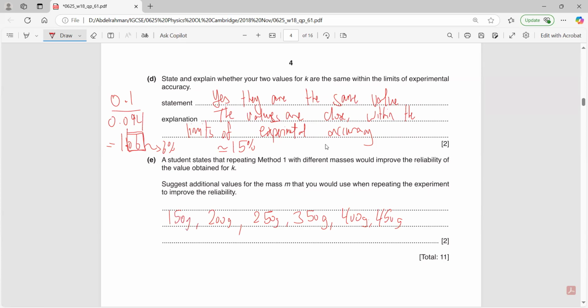So basically we're repeating the experiment using different values of the mass to determine whether the value of k that we have calculated would be the same or not. That's all you need to do. So we repeat the experiment using different masses. Should the masses be huge? For example, it was 300 grams.